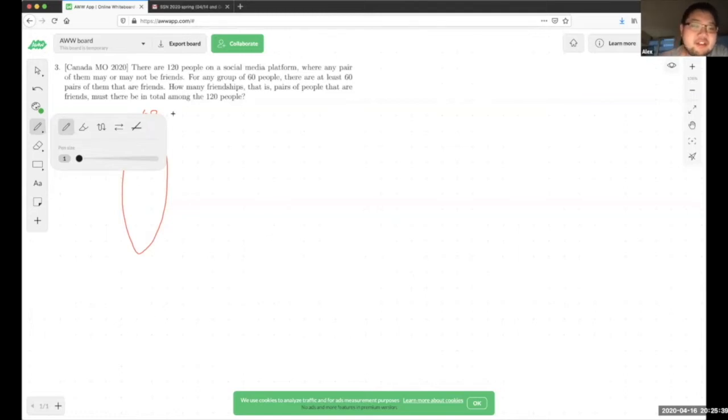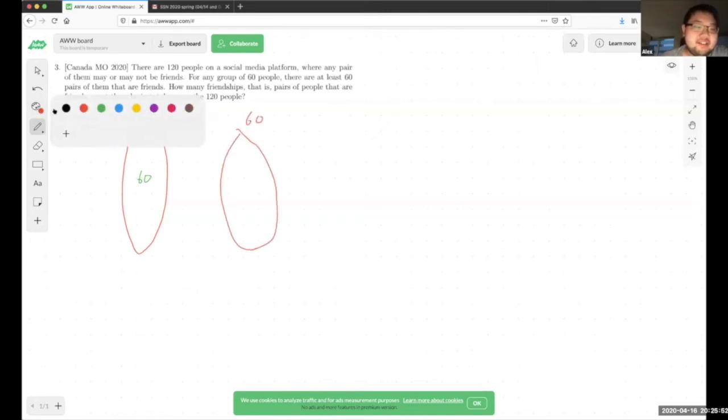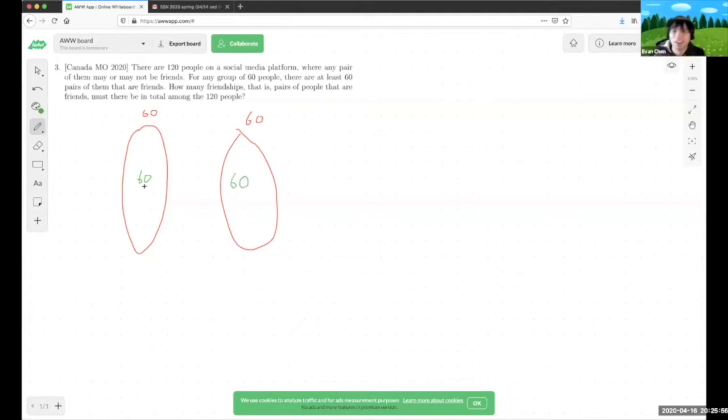So basically, for this problem, for every 60 people, you have 60 friendships, right? And then you have another group of 60 people here, and another 60 friendships, right? So the answer is clearly 120, right? Well, this is way too fragile. If you just cut it a different way, you cut through some friendships.